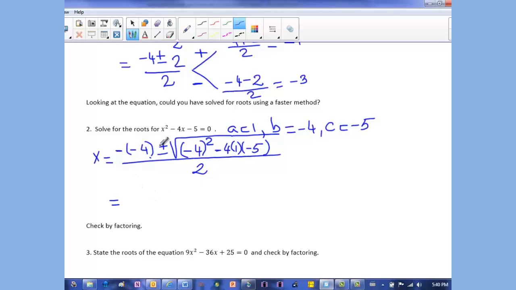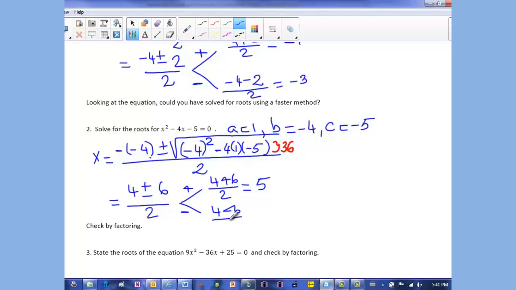Negative negative 4 gives us positive 4, plus or minus, we have 16 plus 20, which is the square root of 36. The square root of 36 is 6, over 2. So again, we have two branches, a positive one and a negative one. So 4 plus 6 over 2 is equal to 5, or 4 minus 6 over 2, which equals negative 1.